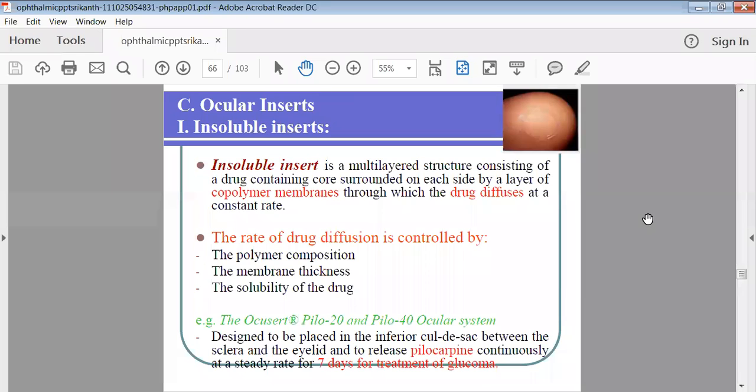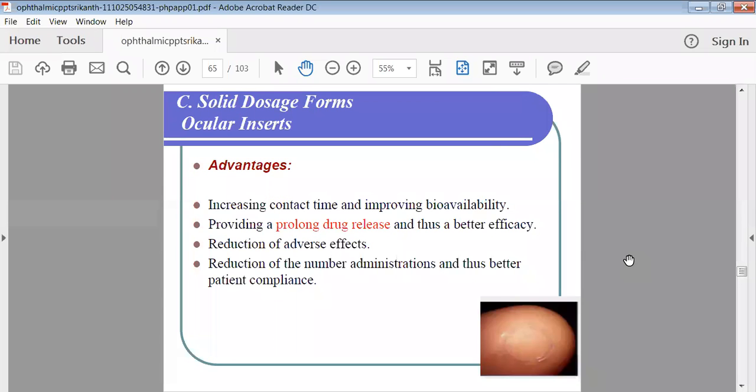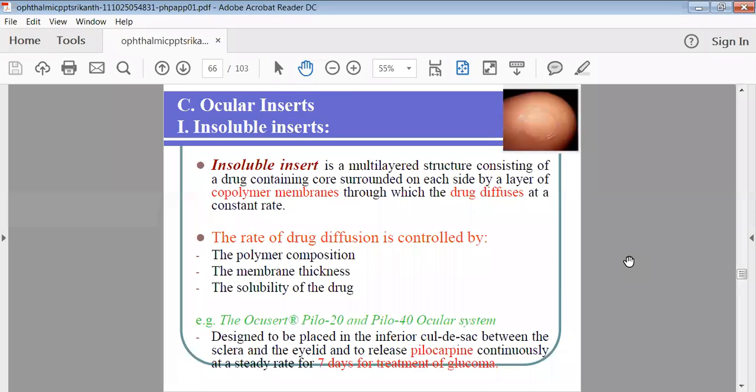Then the types of ocular inserts: the insoluble ocular insert and the soluble ocular insert. Insoluble ocular inserts are those which do not dissolve in your eye or in the eye solution. That's why they are called insoluble inserts.